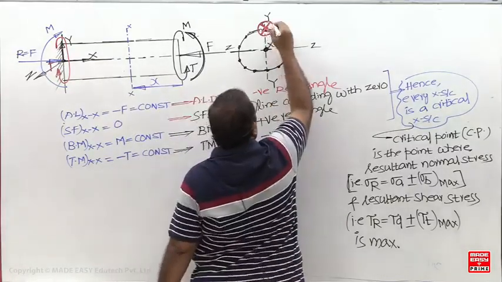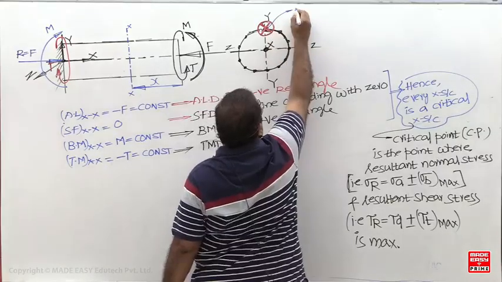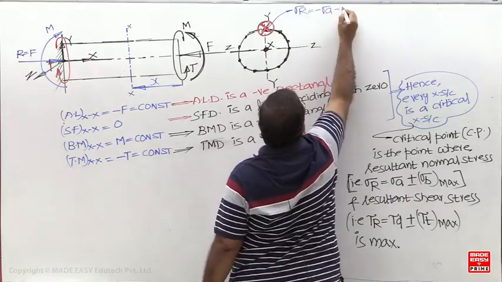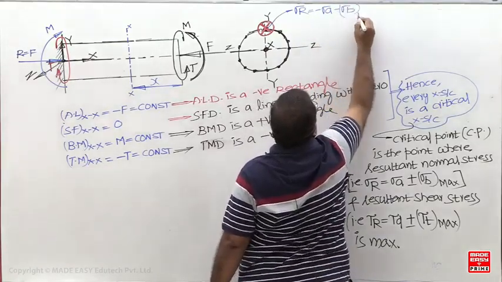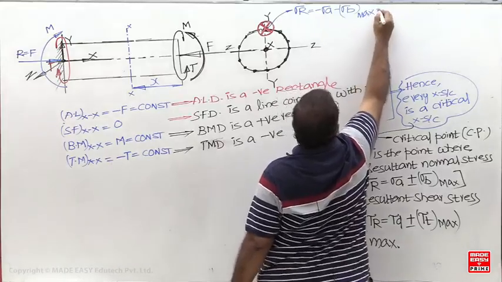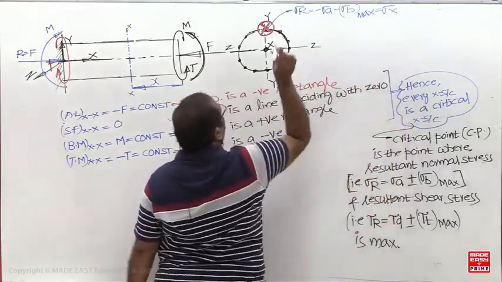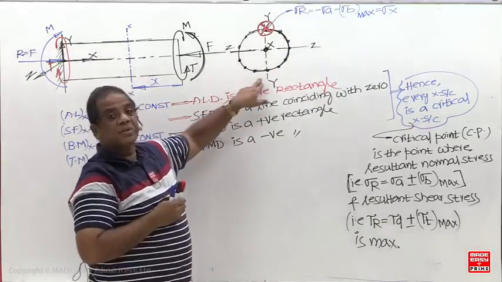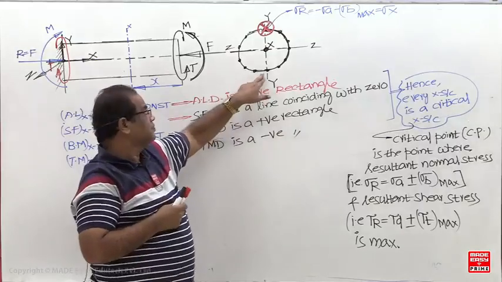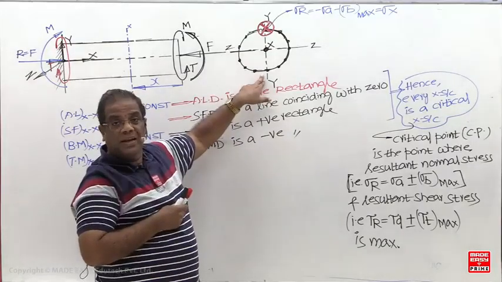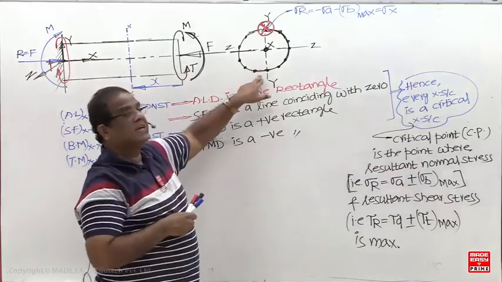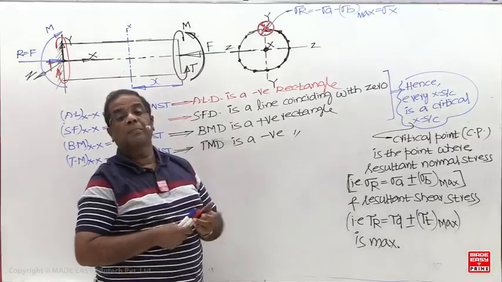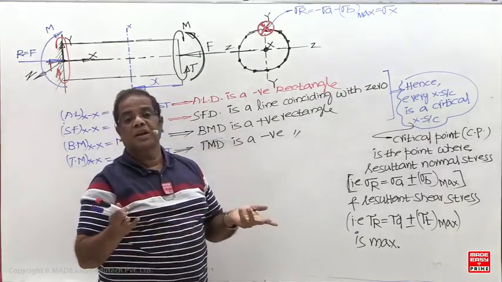So what is the resultant normal stress here now? Minus sigma A, and this is sigma X. The axial stress is compressive, and the bending stress is also going to be compressive. But what about the bottom resultant normal stress? The axial stress is compressive, but the bending stress is going to be tensile. What is the resultant normal stress here? Minus sigma A plus sigma B max. But whether the resultant is positive or negative, we don't know.